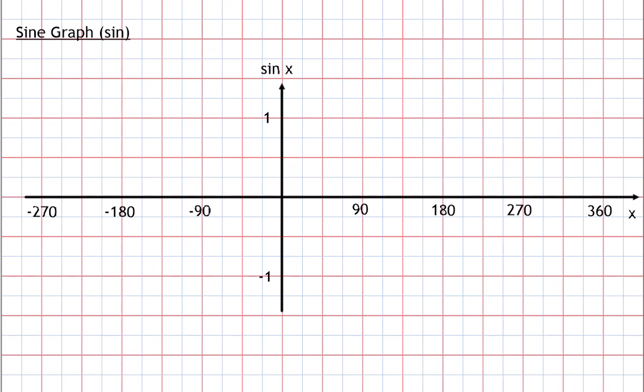Our x-axis is the different angles you can have. I've gone up to 360 positive and down to minus 270 only because I ran out of grid squares. You can go down to minus 360 if you like. There's no point going further than that because the graph does repeat itself, as you'll see in a minute. Now the y-axis, which is sine x, only needs to go up to 1 and down to minus 1 because sine never goes higher than 1 or lower than minus 1.